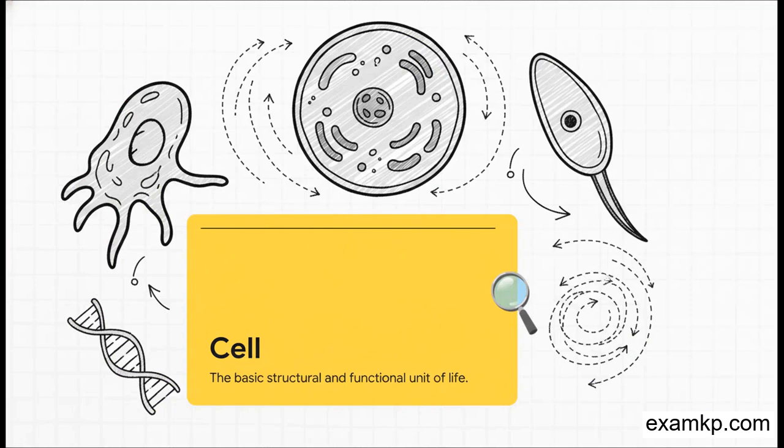Everything, and I mean everything, starts right here with the cell. The definition you need to know by heart is that it's the basic structural and functional unit of life. It's the first building block. Your syllabus specifically wants you to remember examples of organisms that are just this one single cell, like our famous friends amoeba and Euglena.